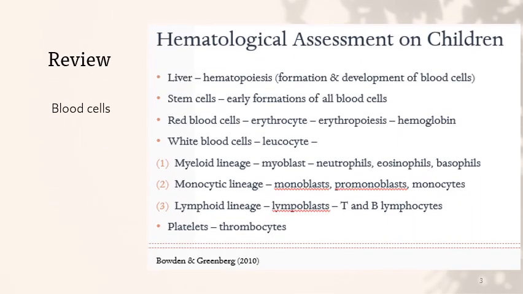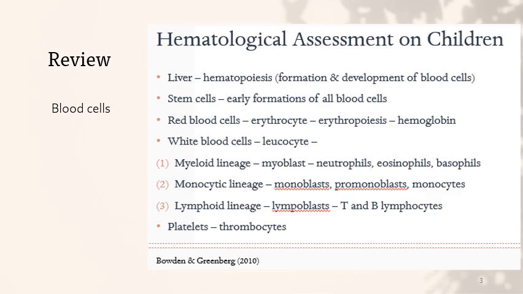So remember in Pediatric Nursing 1, we learned about hematological assessment on children, and we learned that blood was made in the liver, and we have the stem cells, and we have three types of blood cells: red blood cells, white blood cells, and thrombocytes or platelets. And we learned in Pediatric Nursing 1 about their normal functions, and today we are going to learn about the diseases related to each of the blood cells.